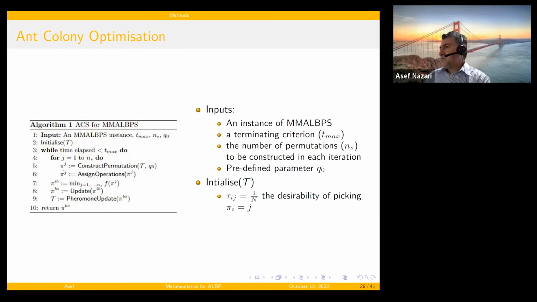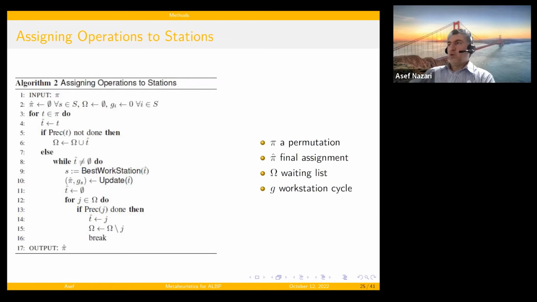Then NS, the number of ants in the population, we're going to create several ants or several solutions. And these solutions are going to be evaluated against the objective function. Based on the best found solutions or best found permutations, the pheromones are going to be updated, and this process is going to be continued. But when this algorithm returns a permutation, again, the permutation will go through this algorithm too, which converts a given permutation into a feasible permutation.